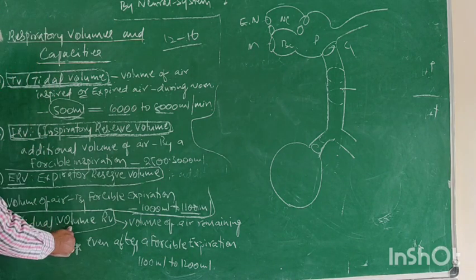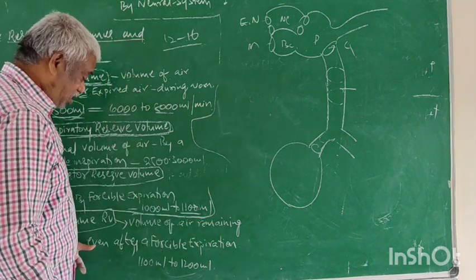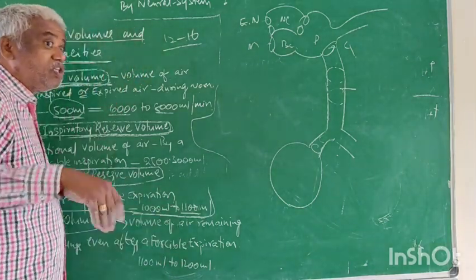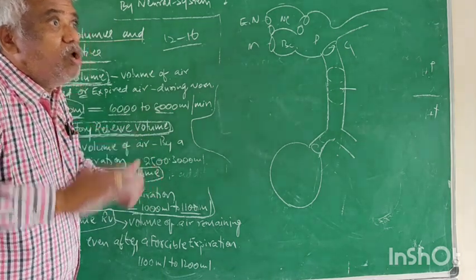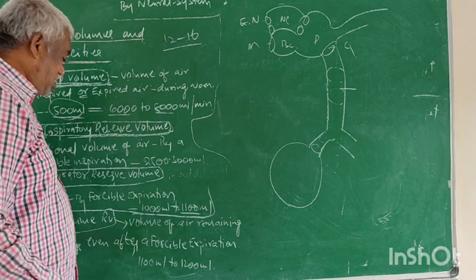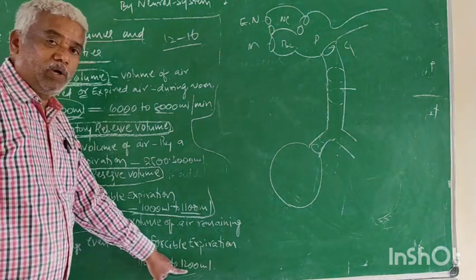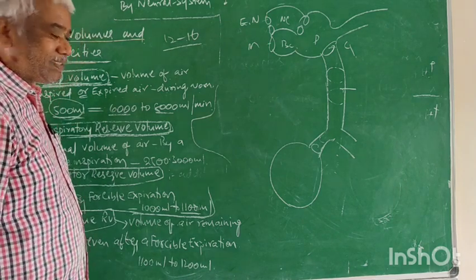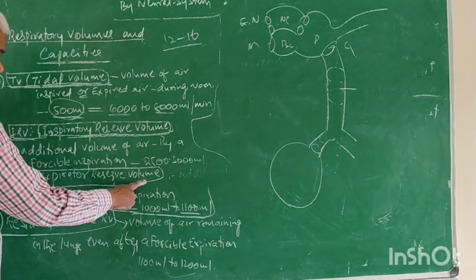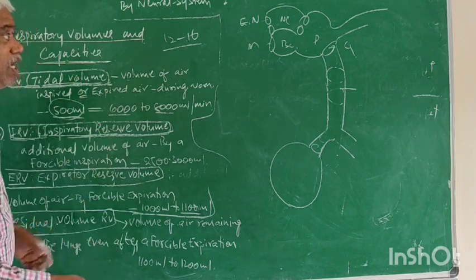Now come to the residual volume: the volume of air that remains in the lungs even after forcible expiration. That is, not forcible inspiration, but the air remaining in the lungs after forcible expiration. That is 1100 ml to 1200 ml. Now these are the four values. By adding a few of these values, we get capacities.